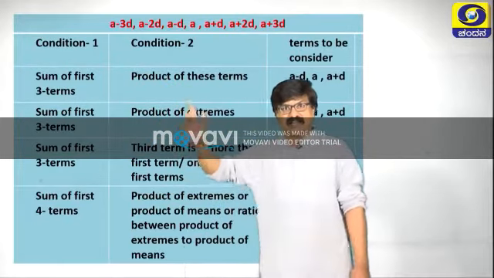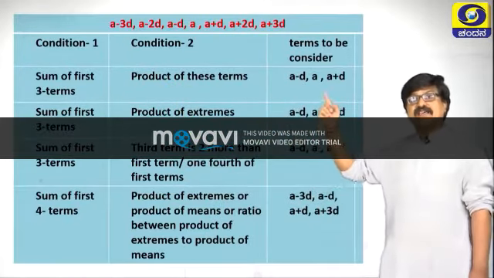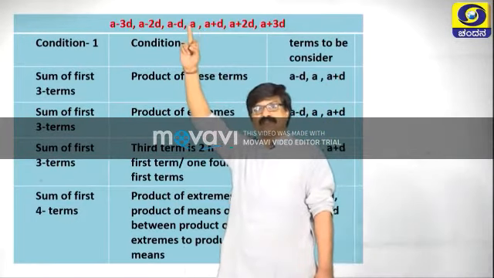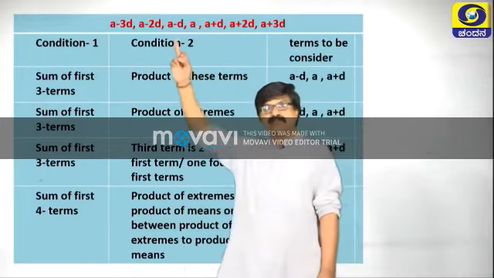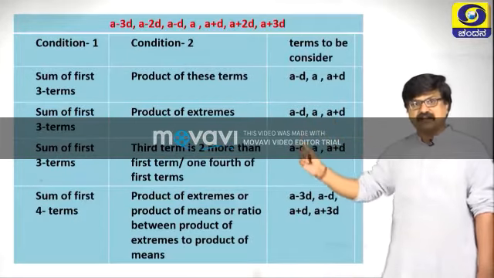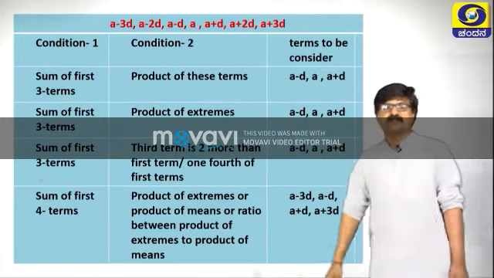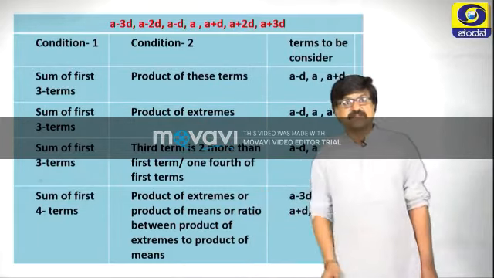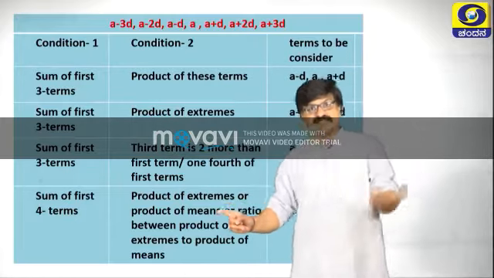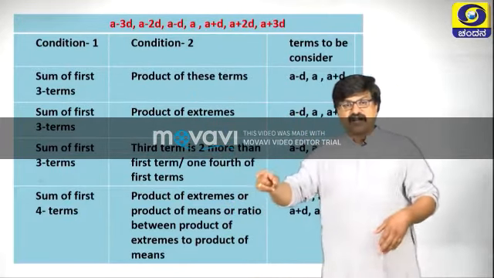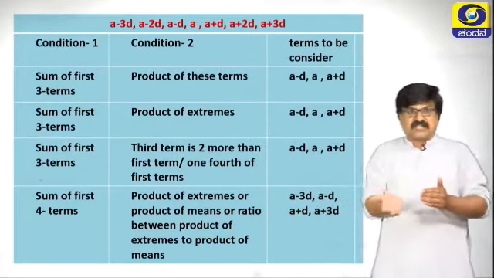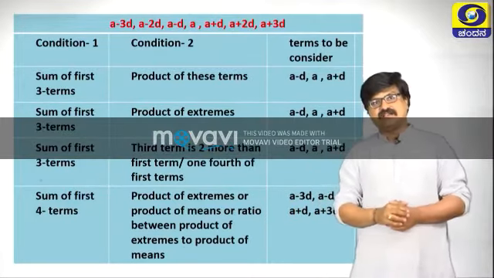Suppose conditions are like this, we can take the terms as, for each case I am taking A, the preceding term and its next term, that is A minus D, A, A plus D in all first 3 kind of problems. Let us take the next one. Sum of first 4 terms is given, product of extremes means end terms, product of means means middle terms, or the ratio between the product of extremes and means is given.